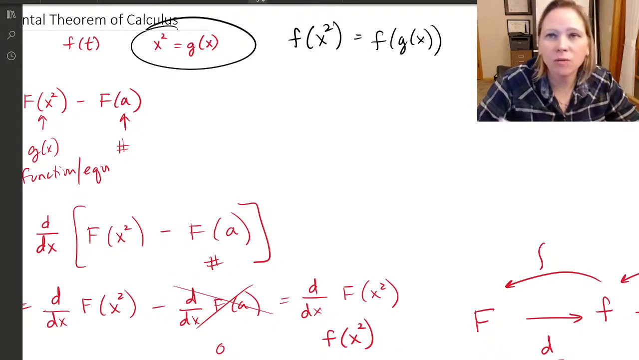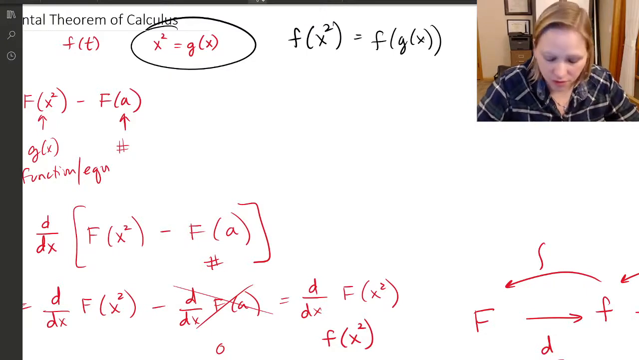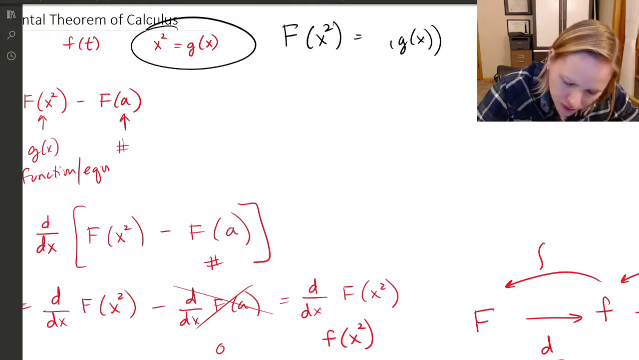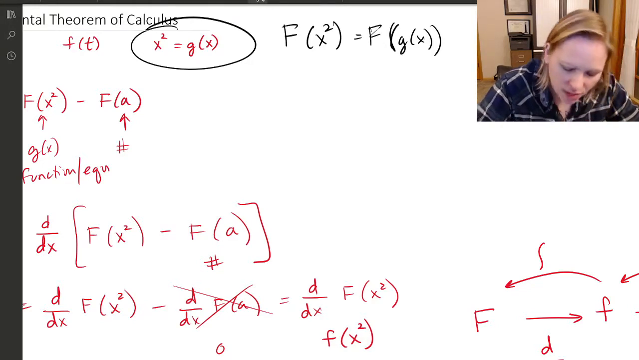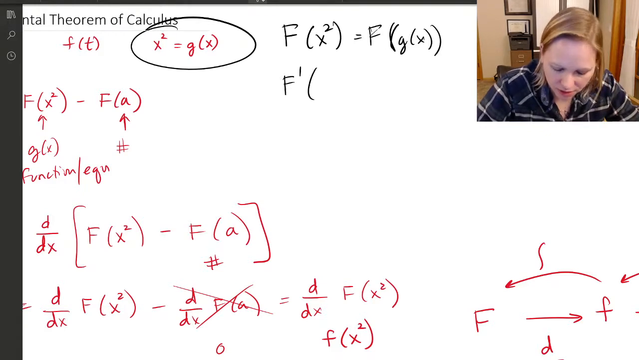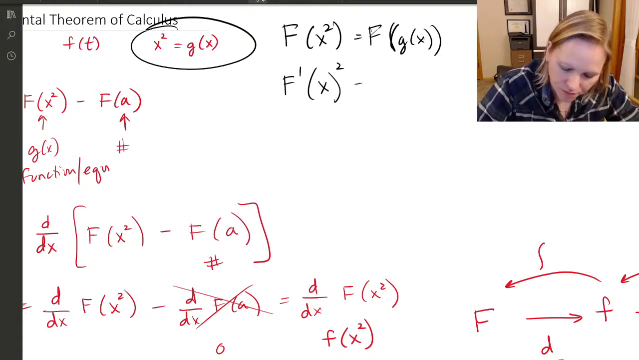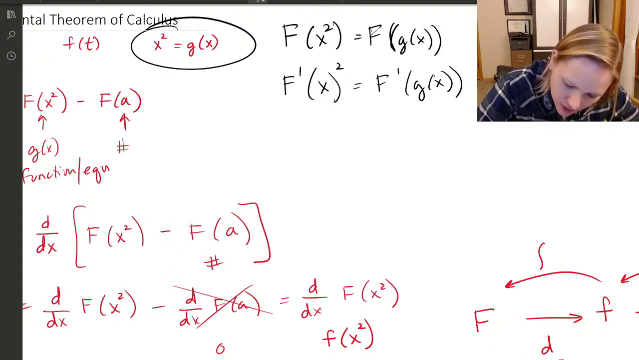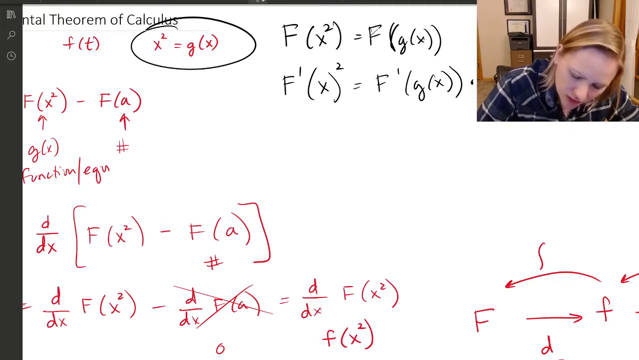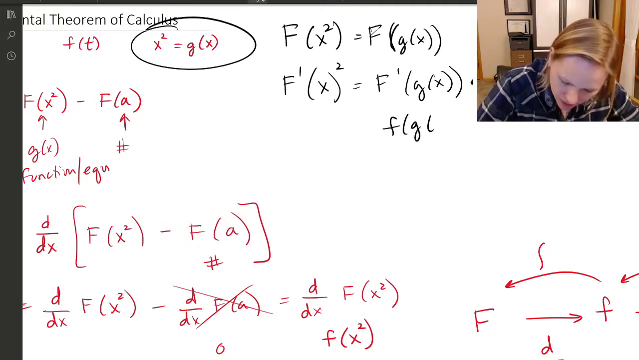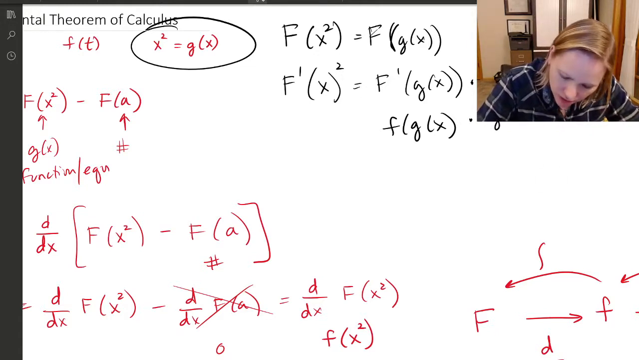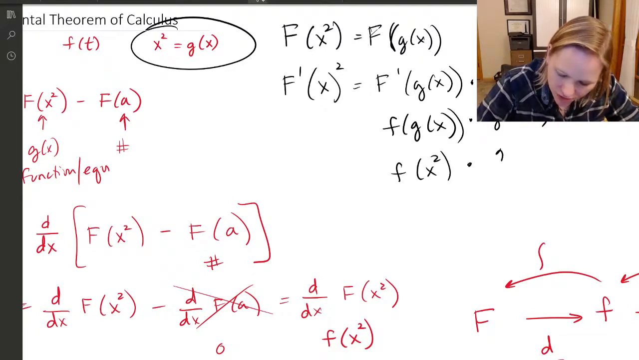And we know that when we do the derivative, and I guess I should be doing this, capital F of x squared is capital F. So when I do the derivative, f prime of x squared, it's going to be f prime of g of x times g prime of x. So it's going to be f of g of x, because f prime is lowercase f, times g prime. So here, it's going to be f of x squared times 2x.